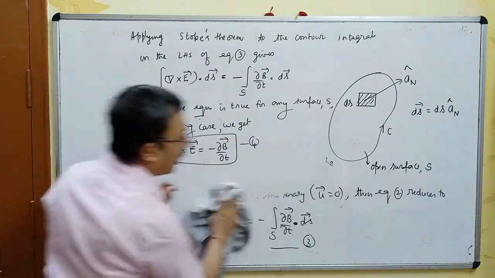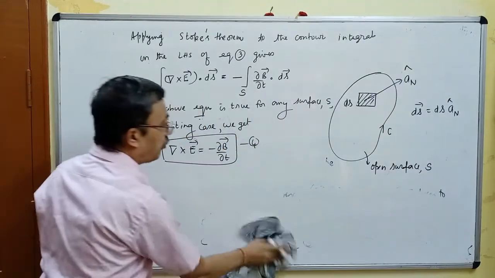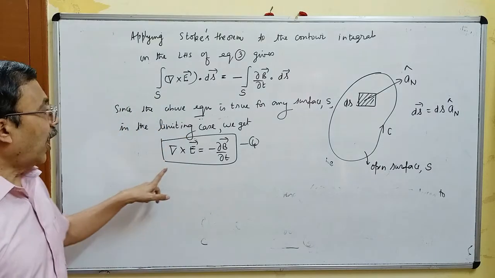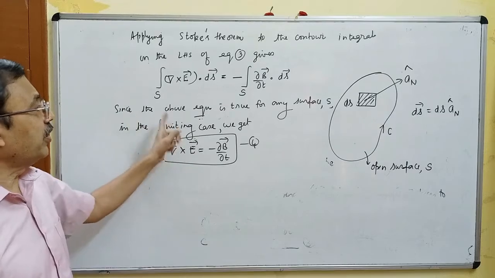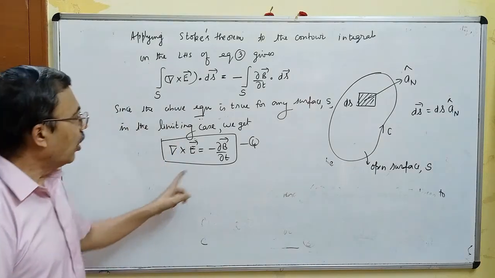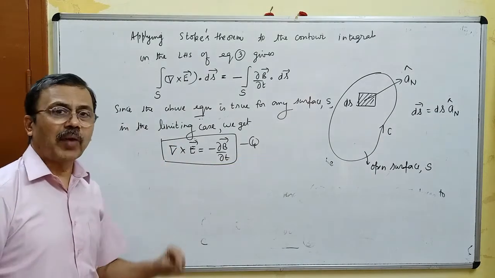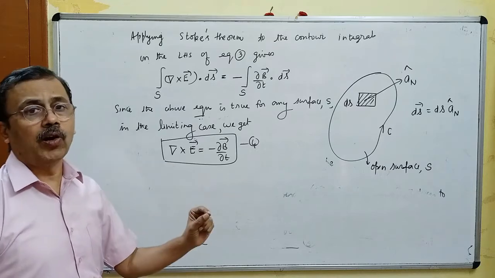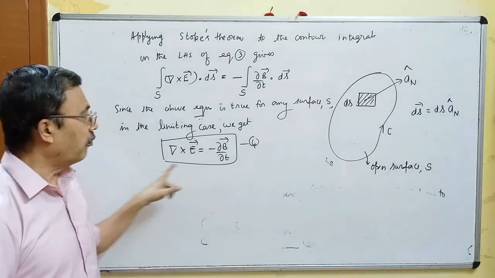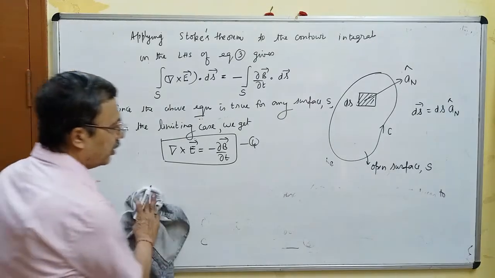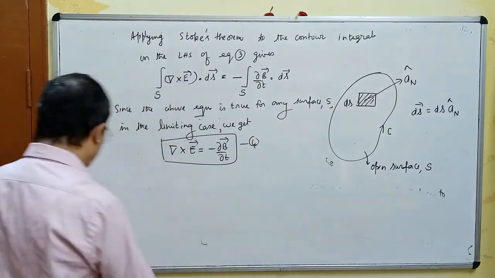Equation 4 is called Faraday-Lenz's law in point form and is computationally more efficient than Faraday's law in the integral form. Also, equation 4 is known as Maxwell's equation in point form for time-varying fields as derived from Faraday-Lenz's law. This equation is very important in wave propagation.